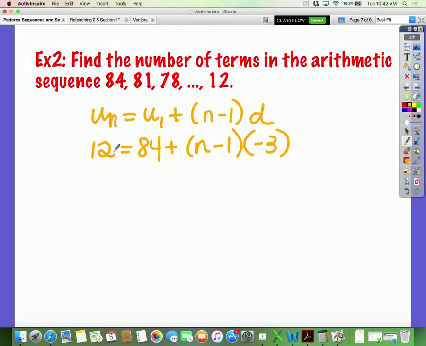So it needs to be a whole number. So that's one way you can always check to make sure you do your algebra right. Okay? So let's go ahead and solve. How would you solve this problem?